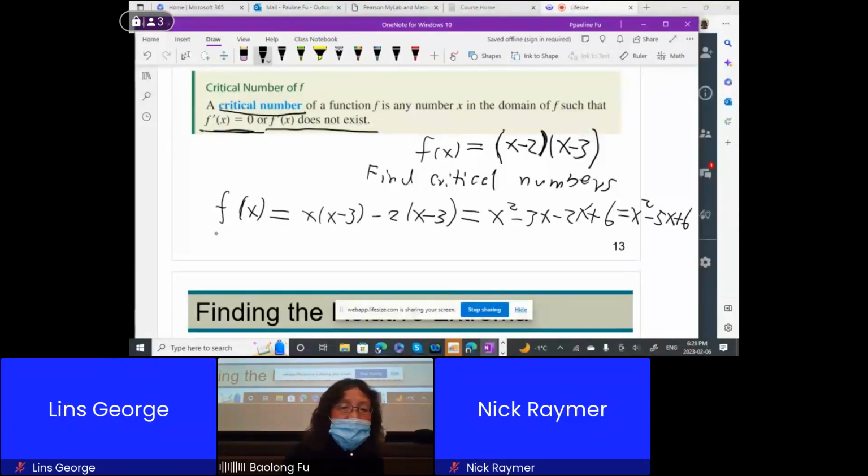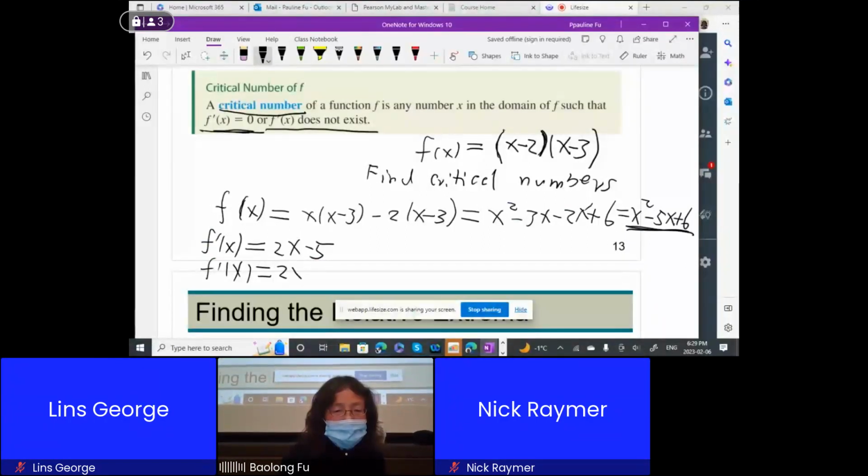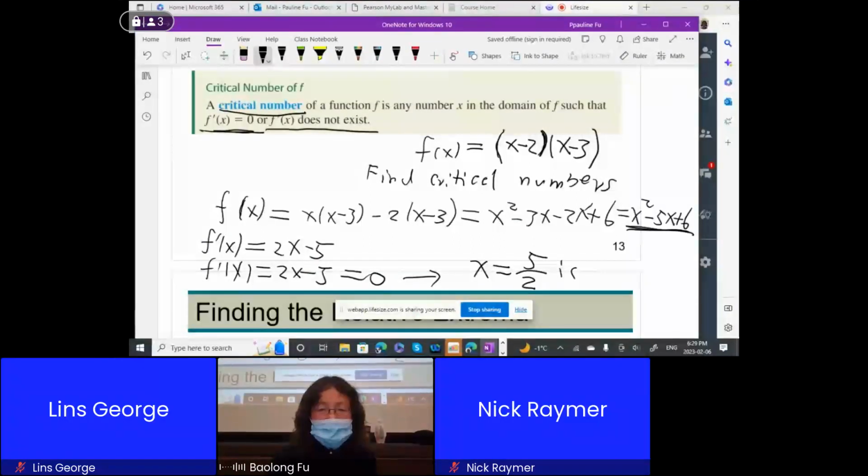Simplify original expression, then find the derivative. Find the derivative of this quadratic expression. So you got 2x minus 5. And now let derivative equal to 0. And you get x equal to 5 over 2. And this number is a critical number. So definition of critical number, derivative equal to 0. Those x are critical numbers.